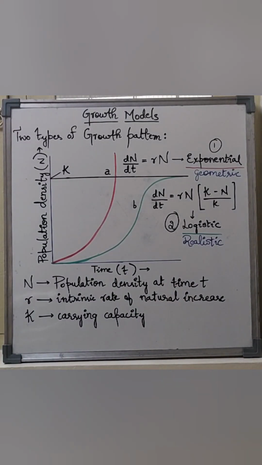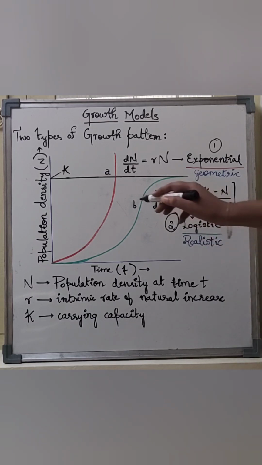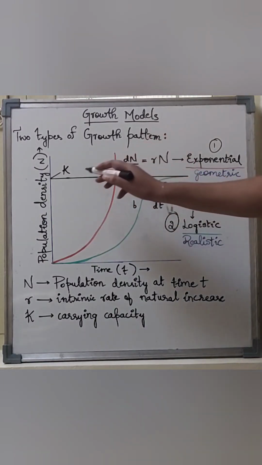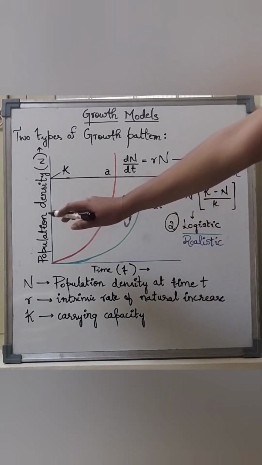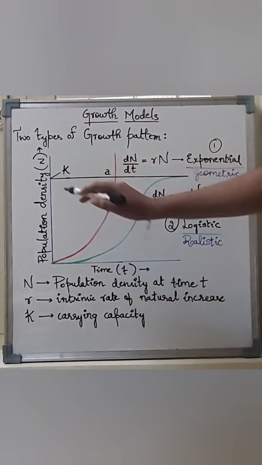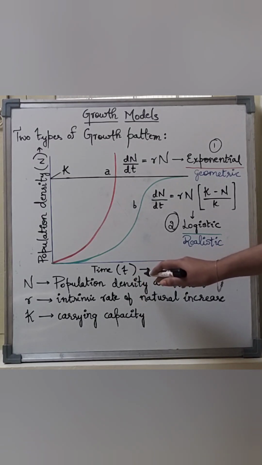Today we'll be studying about growth models. There are two types of growth pattern that is observed in a population. First one is exponential growth and second one is logistic growth. Here both the curves are plotted for a population density with respect to time t. Population density is represented by capital N and time is represented by small t.